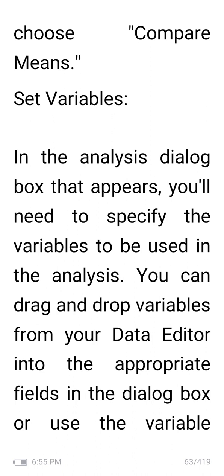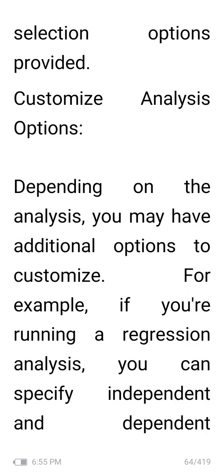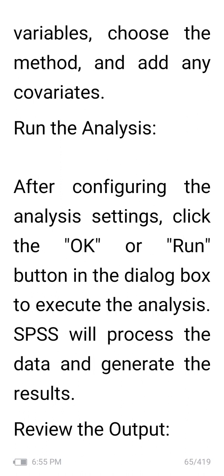Then set variables. In the analysis dialog box that appears, you will need to specify the variables to be used in the analysis. You can drag and drop variables from your data editor into the appropriate fields in the dialog box, or use the variable selection options provided. Then customize analysis options. Depending on the analysis, you may have additional options to customize. For example, if you are running a regression analysis, you can specify independent and dependent variables, choose the method, and add any covariates.